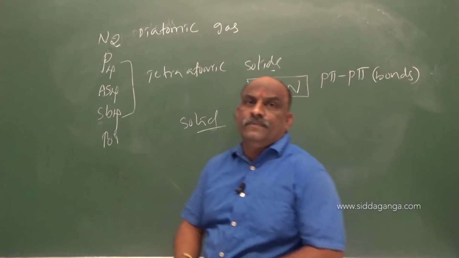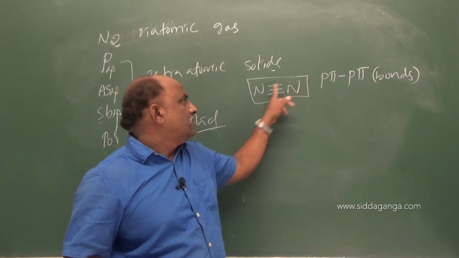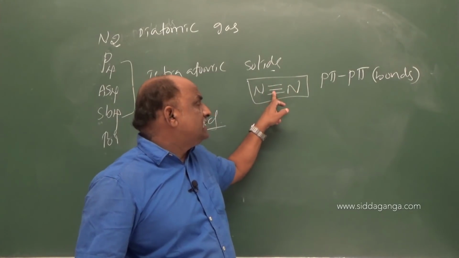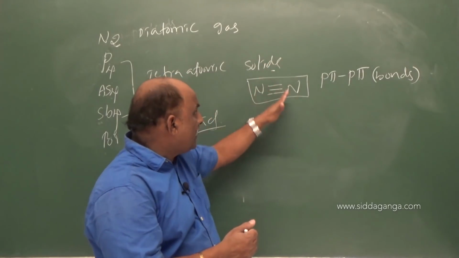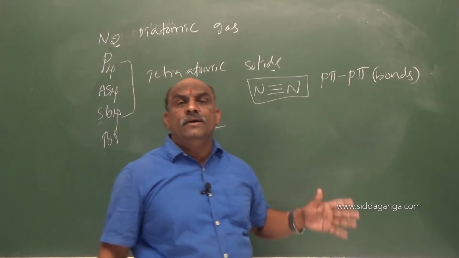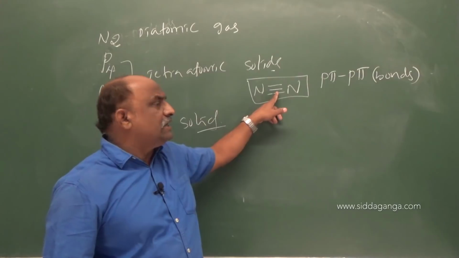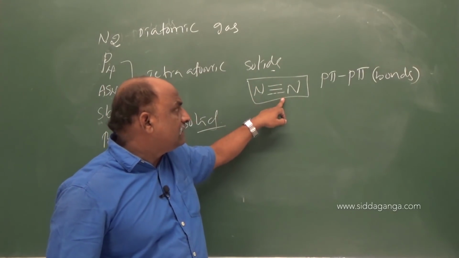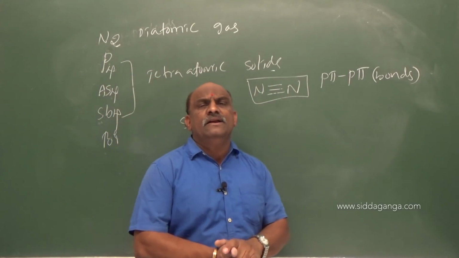Because of the unpaired electrons present in p orbitals, between two nitrogen atoms a triple bond is present. To break this bond, we require a large amount of energy. Due to that reason, at room temperature, nitrogen is chemically inert.